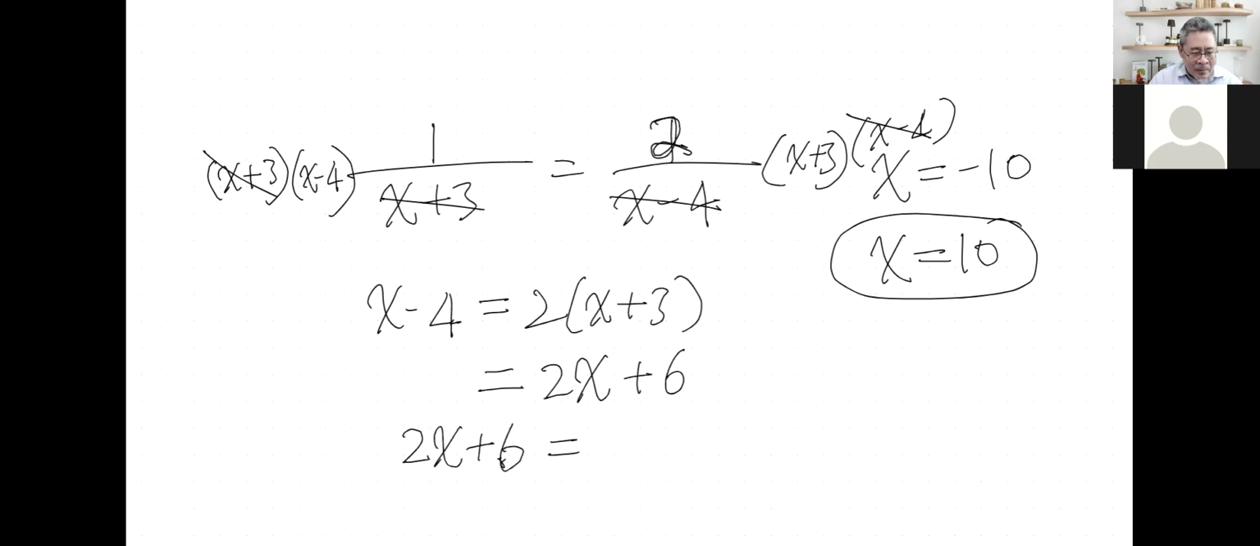Can you not flip it? You can, then you have to deal with negatives. So if you minus x on both sides, minus 2x on both sides, then you got negative x minus 4 equals 6, right?